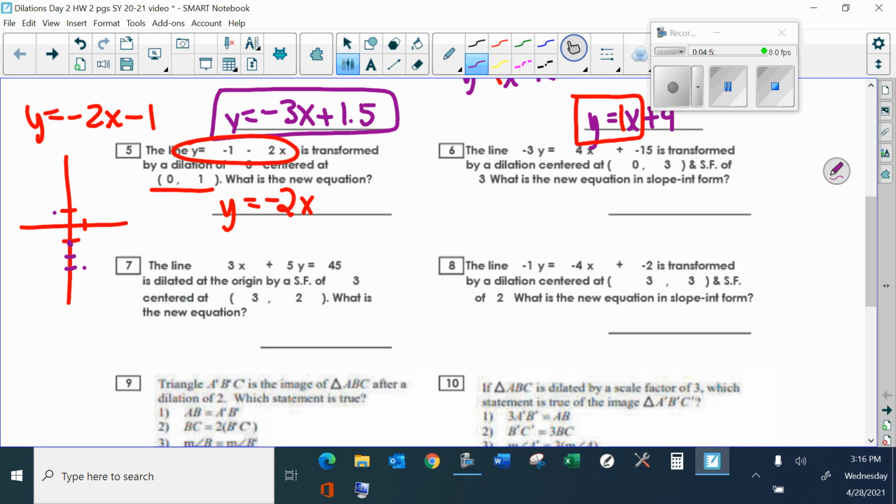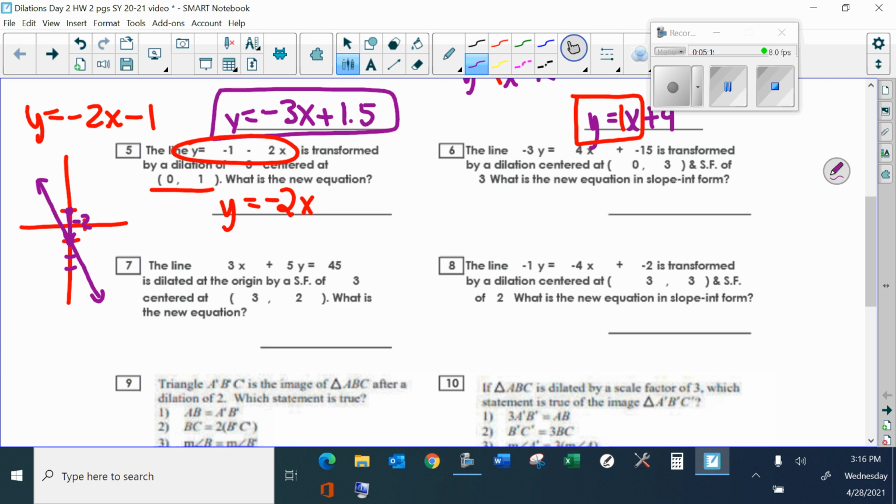Okay, it's going to be that line right there, and it's centered at 0, 1. So now to find my y-intercept, I ask myself, how far does it take for me to get from the center of dilation, 0, 1, to a point on the line? I know it has to cross at a corner. Well, that's just 2 down. So I went down 2.